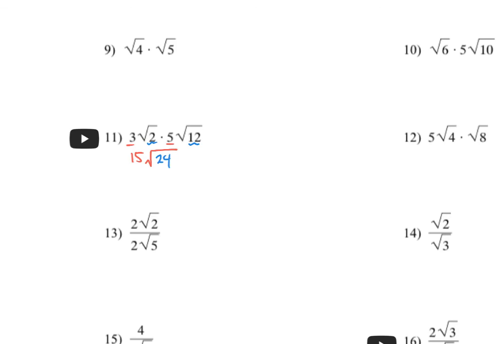Next thing we do is look at the radical and see if we can simplify that. So a perfect square that goes into 24 is 4. So I could rewrite this as 15 times the square root of 4 times the square root of 6. And then we simplify the perfect squares. So this ends up being 15 times 2 times the square root of 6, and then we can multiply these numbers. 15 times 2 is 30. So 30 times the square root of 6.